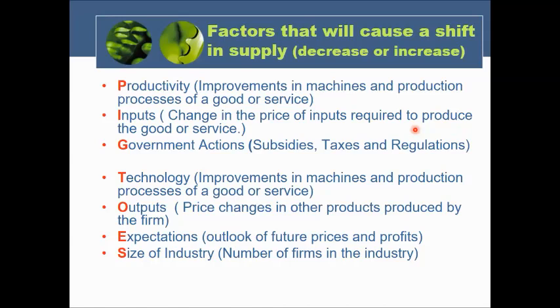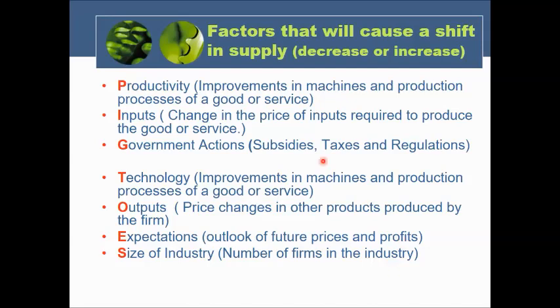And we have the technology. So changes in the supply are based on the technology that we're in. There's an improvement on the machines in the production process of the goods and service. And also, another factor that causes the shifting is the output, based on the price changes in other products produced by the firm. So that's why, for example, pork meat and chicken meat. So that's the output wherein there are changes in other products. So there is shifting on the supply.